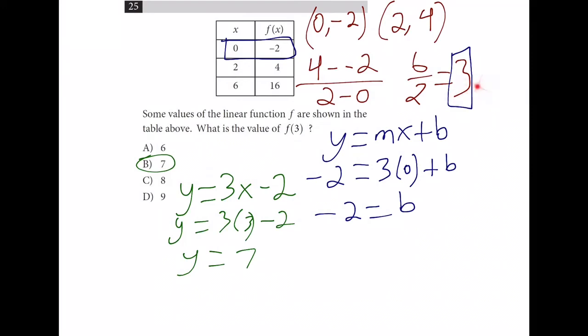We could have, once we found the slope was 3, looked and said, well, f of 2 was 4, so f of 3 is going to be 4 plus our slope, or 4 plus 3, which is 7.